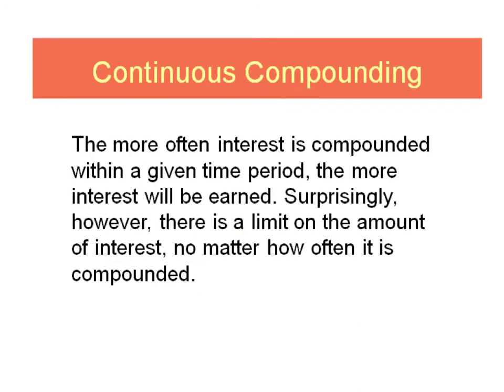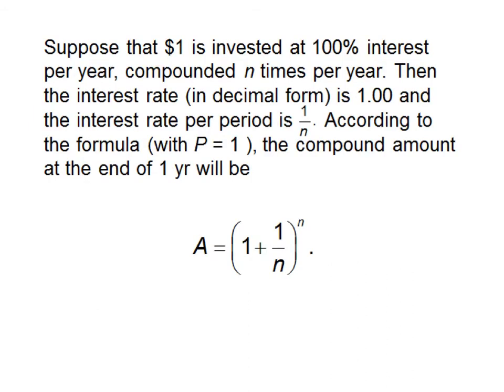Now, the thing about compounding is that the more times you compound, the more money you get, the more interest you earn. However, there is actually a limit on the amount of interest that you're going to earn no matter how often your interest is compounded. So to illustrate what happens as we increase the number of compoundings, we're going to use some pretty simple values. We're going to start with $1, and we are going to invest it at 100% interest per year, compounded n times per year. So we don't know how many times it's compounded.